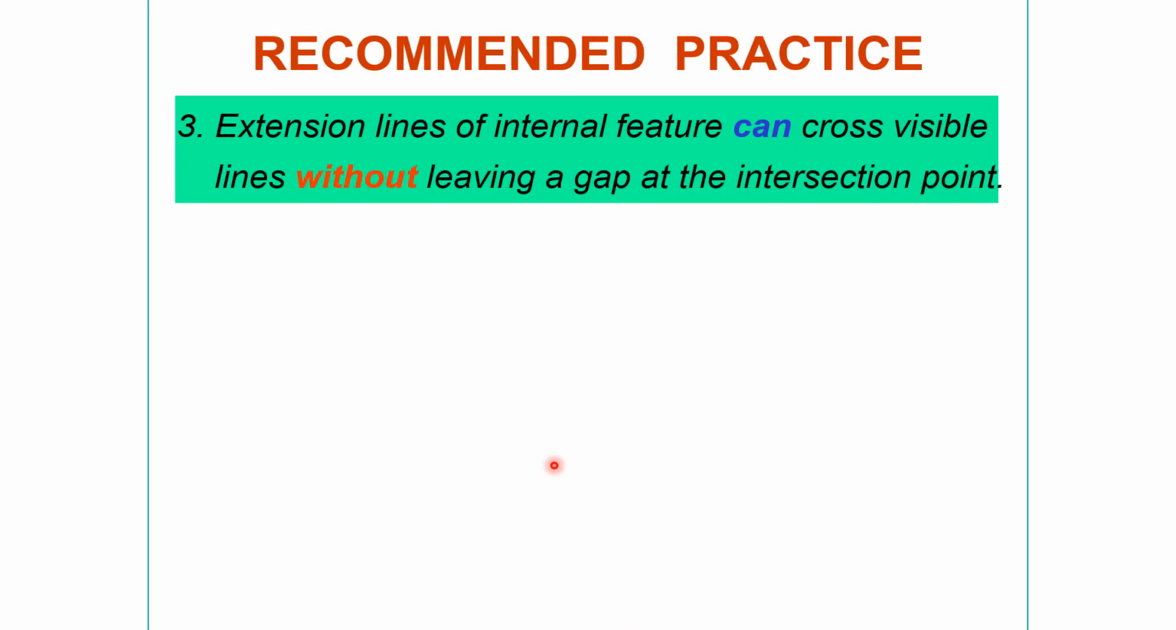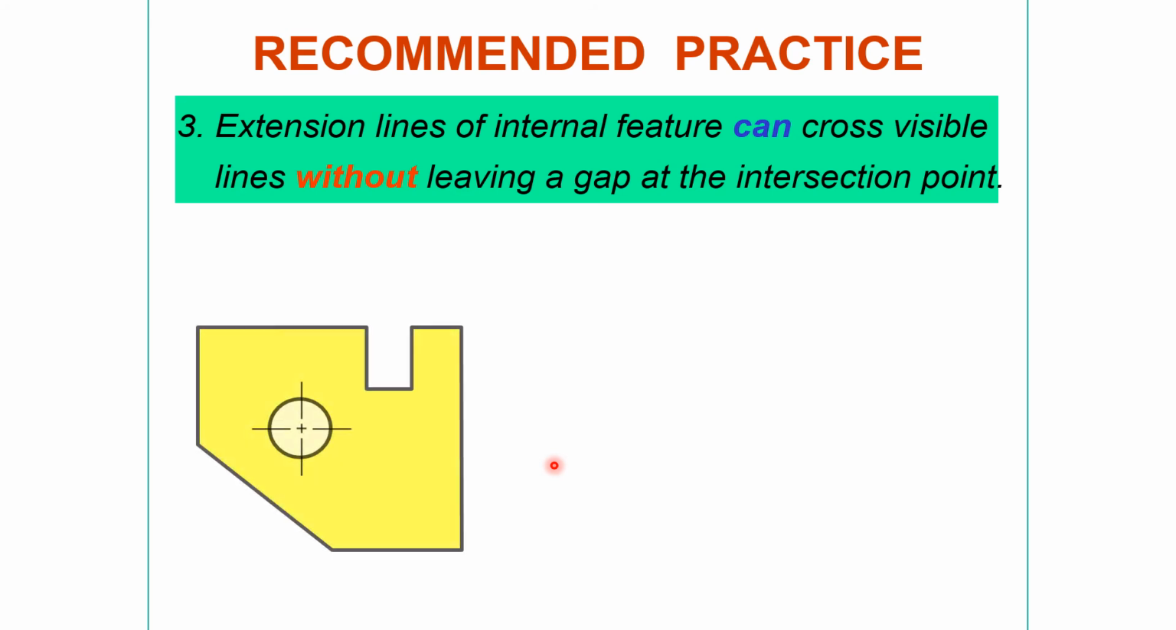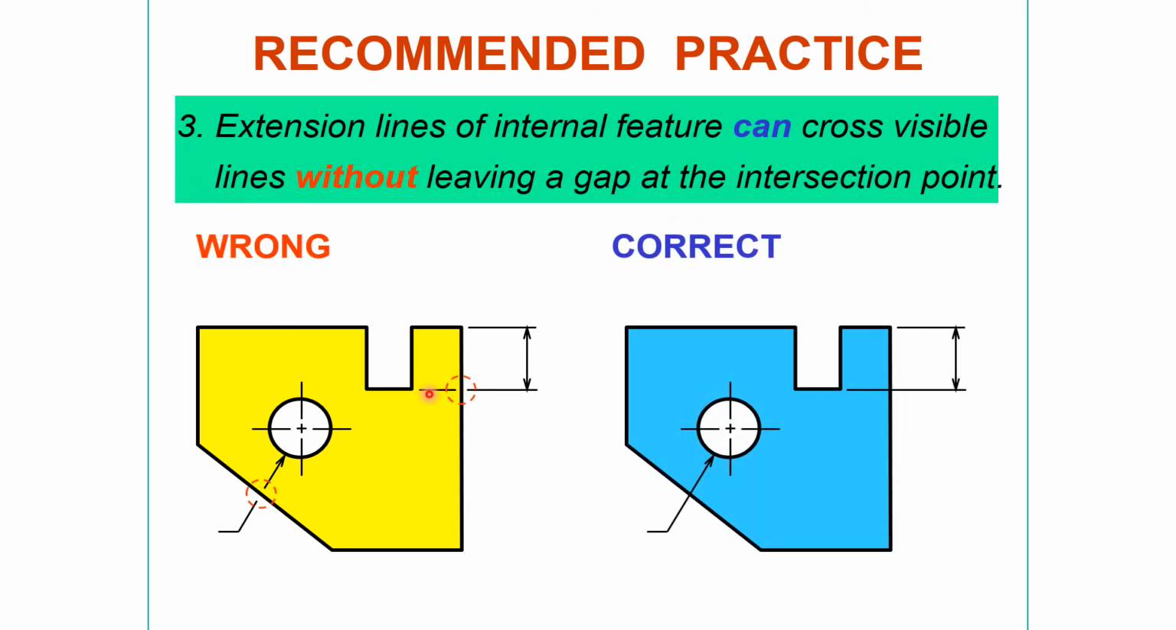Extension lines of internal features can cross a visible line without leaving a gap at the intersection point. Here, that is again a wrong one. That means an extension line can cross a visible line, but you must not leave a gap. That is a wrong one. That is a right one.